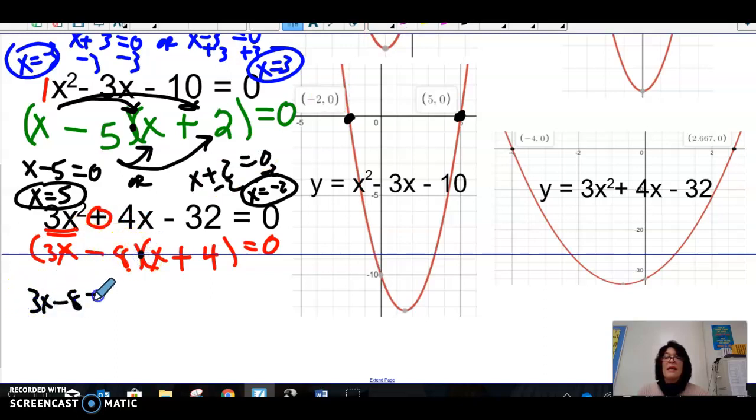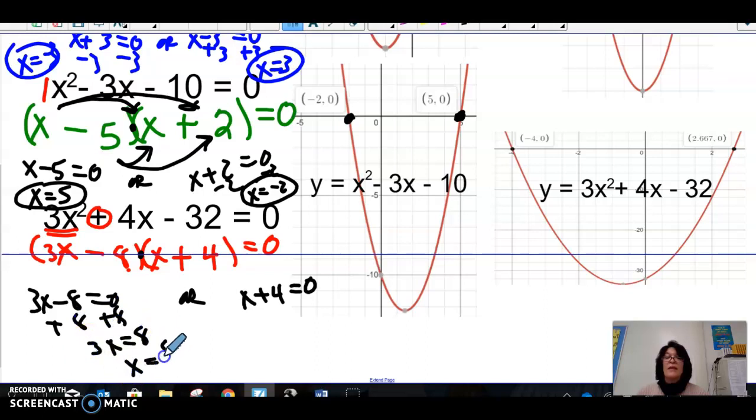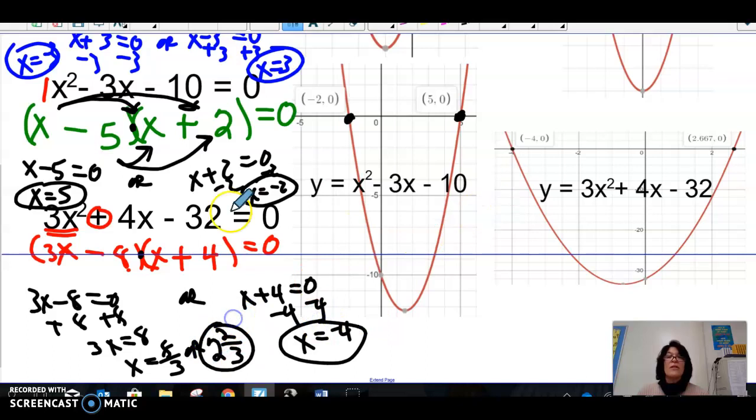This is a product. Either 3x minus 8 equals 0 or x plus 4 equals 0. So to find this answer, I will add 8 and divide by 3. 8 thirds, what's that? 3 goes into 8 twice with 2 left over. So 2 and 2 thirds or negative 4. Those are my two answers. When I graph y equals 3x squared plus 4x minus 32, it crosses the x-axis at 2.66666. That's 2 and 2 thirds and negative 4.